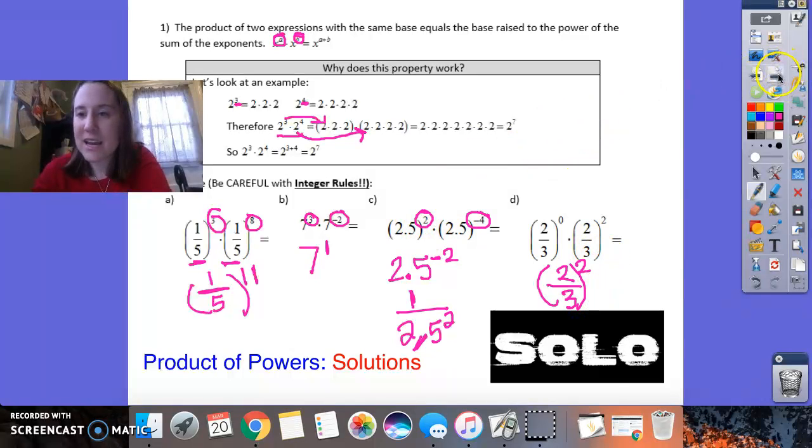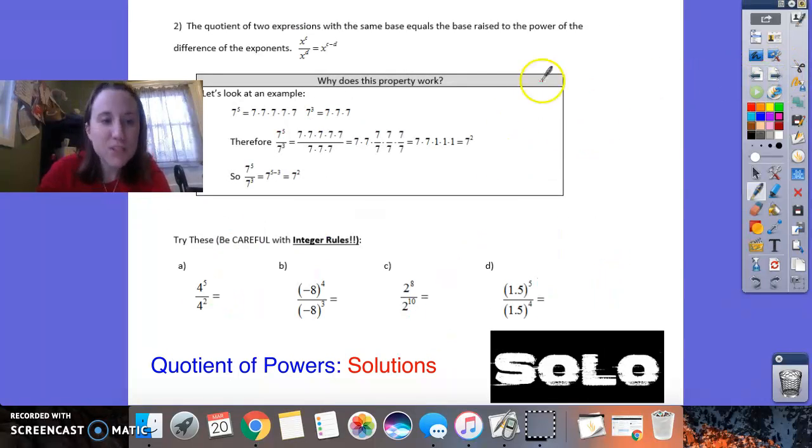All right, next up, this is our quotient of powers rule. And so if you think about it in terms of multiplying and dividing being opposites, this shouldn't surprise you. When I have 2 powers and the bases are the same and I'm dividing them, we subtract the exponents. So here we have 7 to the 5th power divided by 7 to the 3rd power is equal to 7 squared. 5 minus 3 is 2.